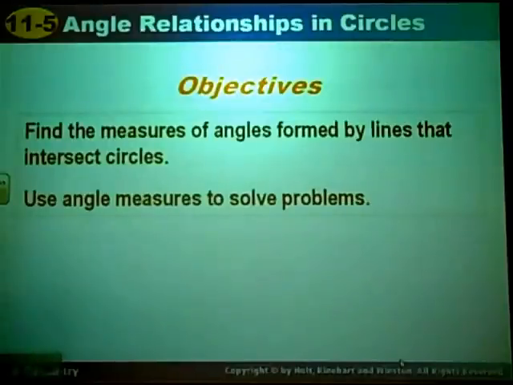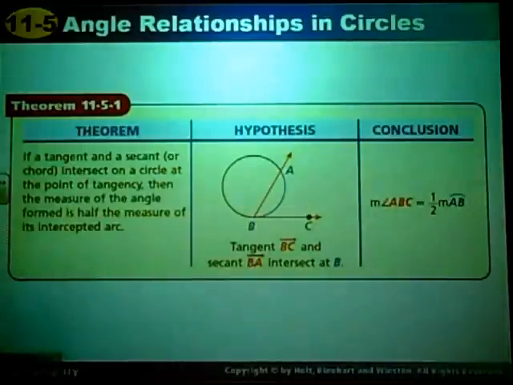We've already looked at interior angles of a circle. We know if it's a central angle, the angle measure and the arc measure are the same. We know if it's an inscribed angle, if the vertex is on the circle, it's going to be half the intercepted arc. Now let's look at a few more ways angles and circles can relate.